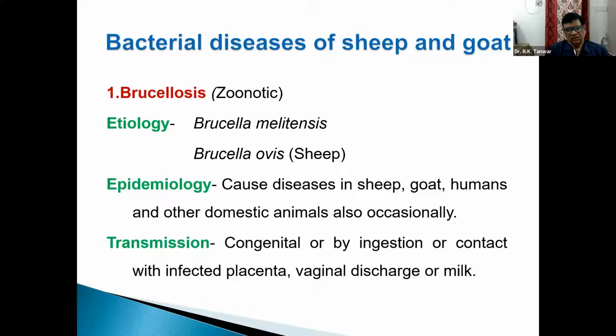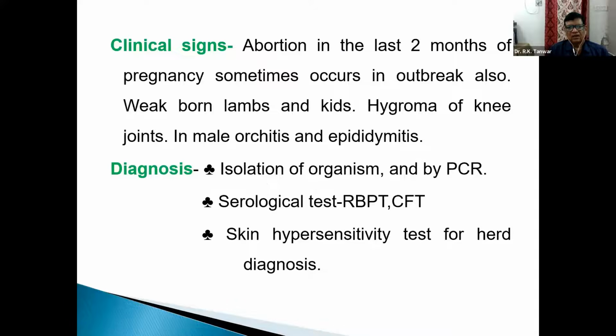It's challenging for veterinarians: if a person tries to carry out a serum sample and it is positive, then we have to give the instruction that the owner can get the infection from vaginal discharge. Regarding transmission, the young one can get the infection by ingestion, by contact with infected placenta, vaginal discharge or milk. Clinical signs: abortion in the last 2 months, weak lambs, and hygroma of the knee joints; in males there is orchitis and epididymitis.